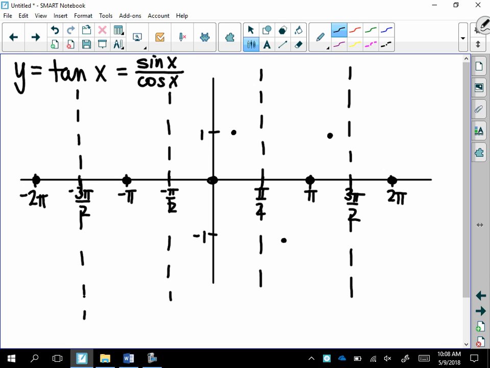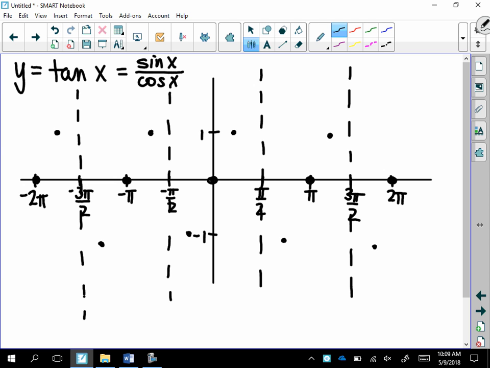At 7 pi over 4, we're going to be at negative 1. That's in the fourth quadrant. At negative pi over 4, that's in the fourth quadrant, would be negative 1. Here, between negative pi over 2 and negative pi would be in the third quadrant, would be a positive 1. And you just kind of see it alternating here at all the pi over 4s, switching between negative 1 and 1. And for me, that's really enough to draw the graph.